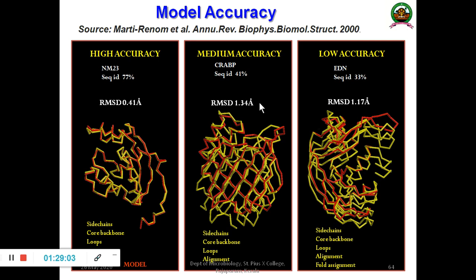Then you may ask, why is the RMSD value better here? Whatever is superimposed there is a perfect superimposition compared to this one. That is why there is a slight increase over here, 1.34, and here it is 1.17. But still this is better because this covers the maximum part of the structure. 41% identity is also there.